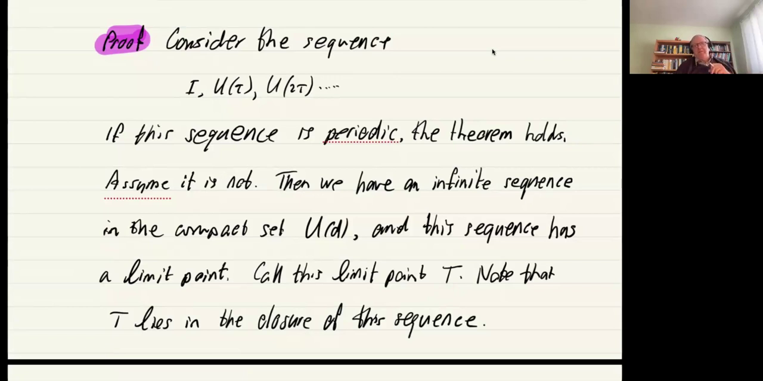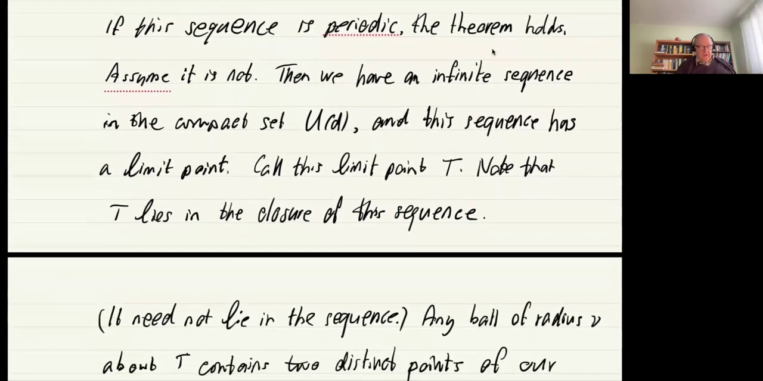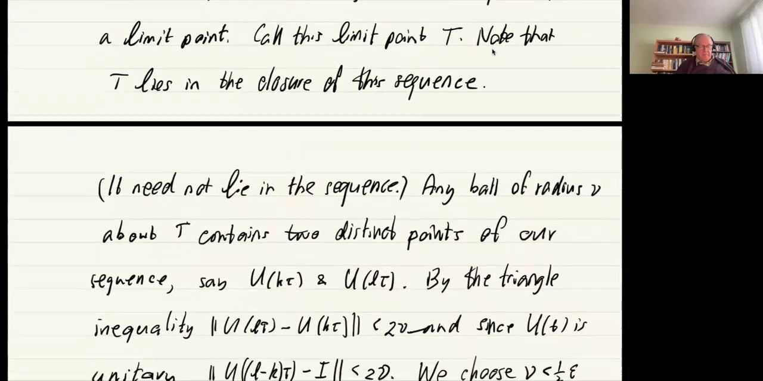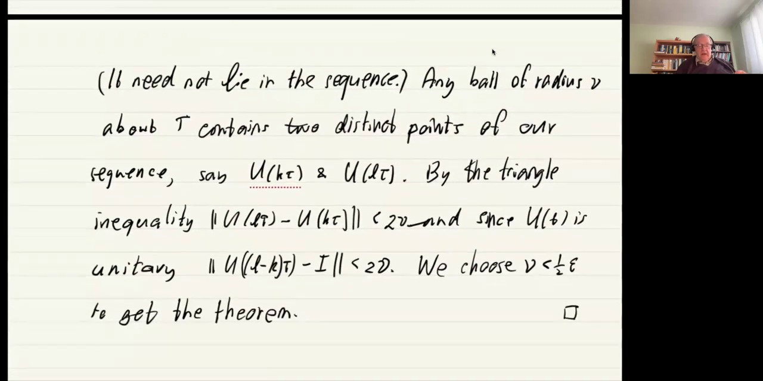The example to think of is my sketch of a drawing for the torus before. The t is going to be a point on the torus. It may not be actually on the curve, but the curve is going to get close to it. It's going to get close to it infinitely often in some sense. Okay, so we have the limit point now, and any ball of radius nu about t contains two distinct points of our sequence. Well, it contains infinitely many, so it contains two.